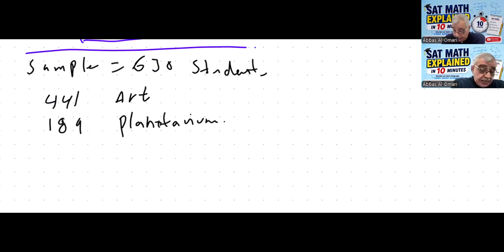Now, if the number of students in the school is 2520, the school has 2520 students. Now the question is, what's the difference between the number of students who prefer to go to the art museum and those who prefer to go to the planetarium. So we find from the sample is 630 students.